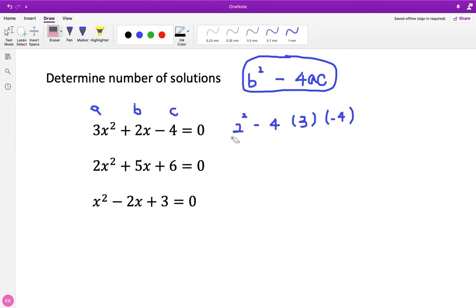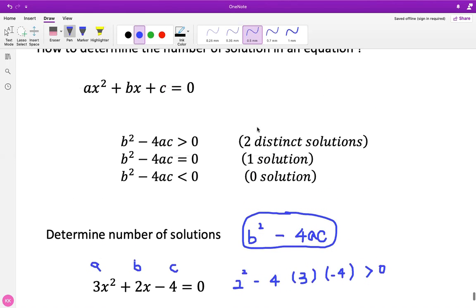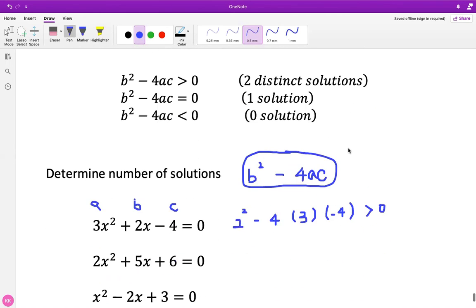If you calculate this expression, you will get 4, right? 2 squared is 4, minus 4 times 3 times -4. So 4 times -4 we have -16. -16 times 3 we have -48. So we have 4 minus -48. It turns out we have 2 minuses and they cancel out. So we have 4 plus 48, which gives us 52. So 52 is greater than 0. This expression is greater than 0, right? We expect to see two distinct solutions for this example.